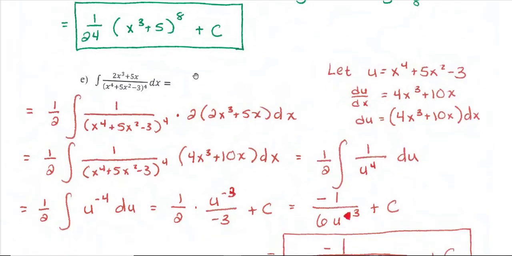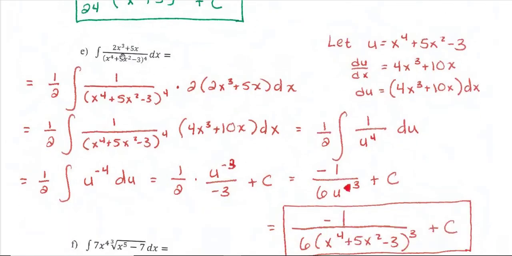Let's do another example. The integral of (2x cubed plus 5x) over (x to the 4th plus 5x squared minus 3) all being raised to the 4th dx. Again, we're going to let u be whatever's being raised to the power here, so that's x to the 4th plus 5x squared minus 3. Then du would be 4x cubed plus 10x. So that's du/dx, the derivative of u with respect to x. Multiply both sides by dx, and we get du is (4x cubed plus 10x) dx.